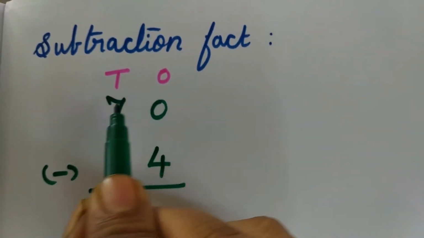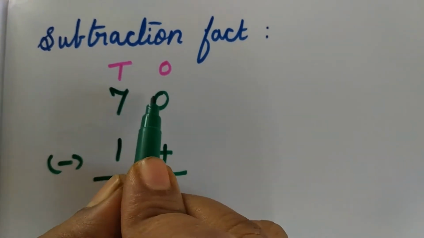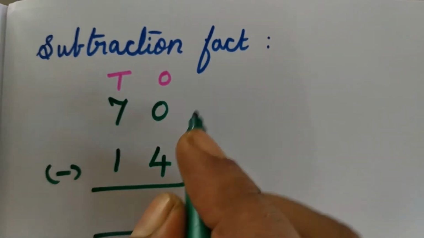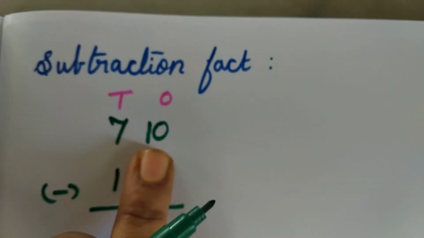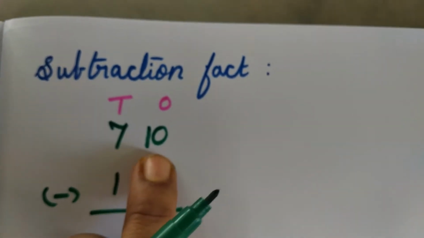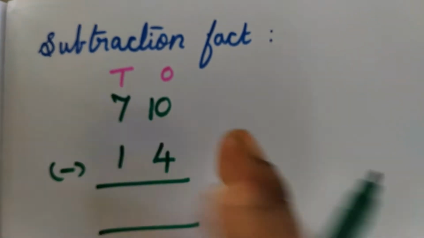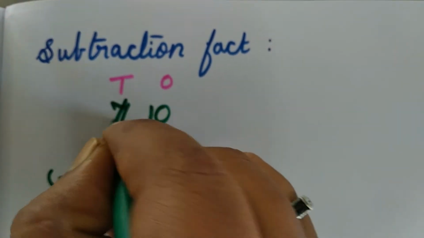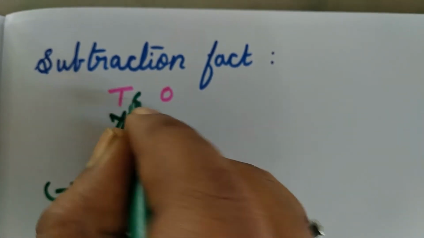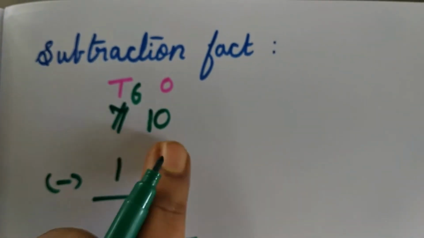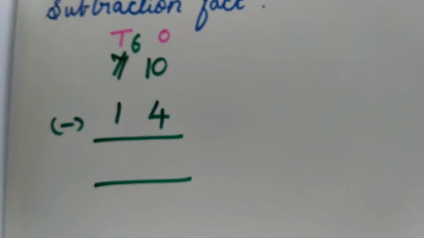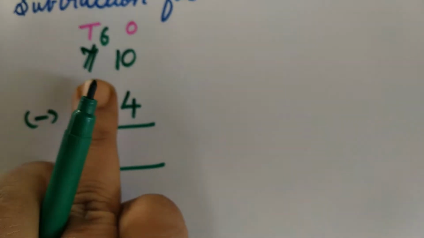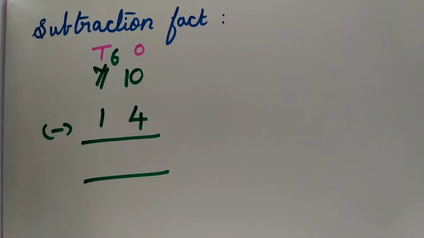Okay, so what you have to do, you want to borrow from the tens place. Okay, you want to borrow from the tens place, and if you borrow from 10, here you will be getting 1. Okay, 1 tens you will be getting. So 1 tens means here you will be having 10. Okay, here you will be having only 6, because from tens, 1 tens you gave to the ones place. Okay, so in tens place you will be having only 6.